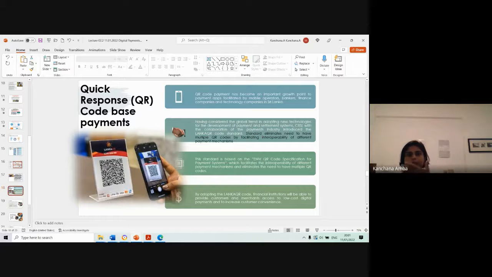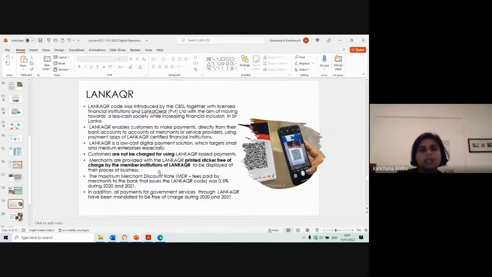So then if we have some agreement with those countries, then we can even go and use our local QR code scanning app abroad, right? So the most important thing is it's very low cost, right? When we launched Lanka QR, we got together with all the financial institutions and LankaClear, and it was for creating a less cash society, right?